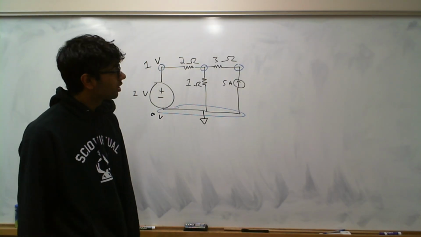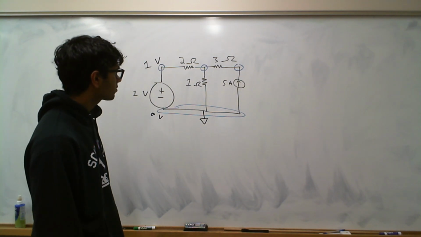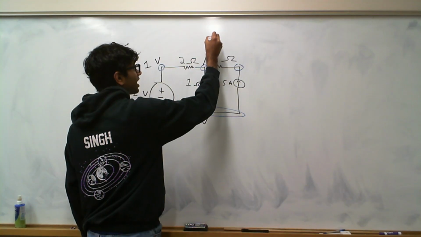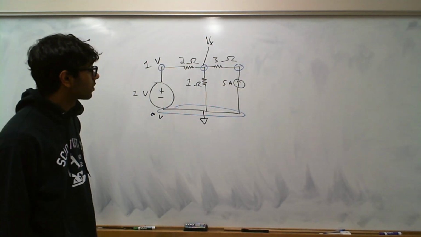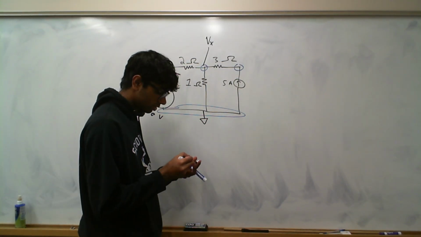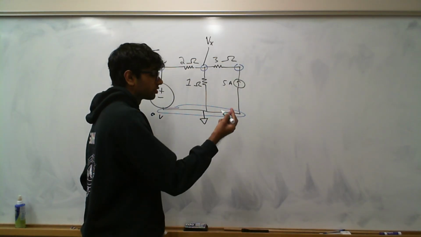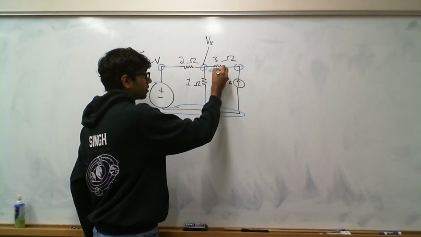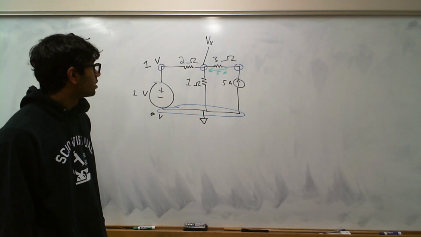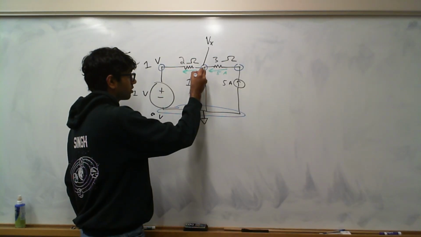Okay? These nodes are not as easy, so we need to do a little bit of thinking. Let's define a variable for this node, Vx. And now let's set up the KCL expression. So we know that from this current source, we have 5 amps going into there. 5 amps. We just need to find these other two currents. So we're going to say there's a current going there and a current going there.